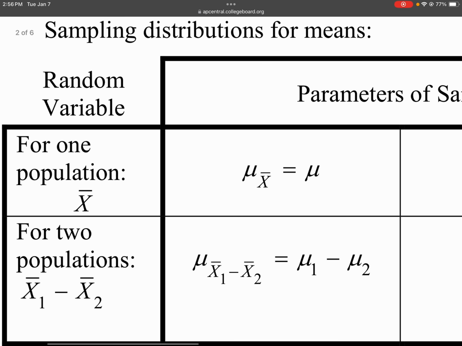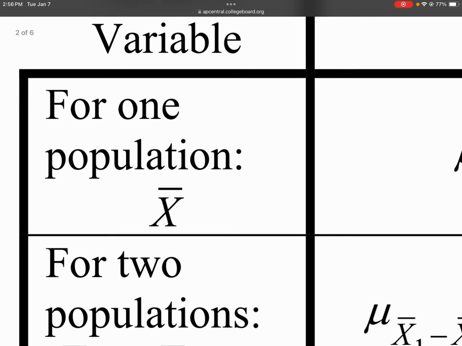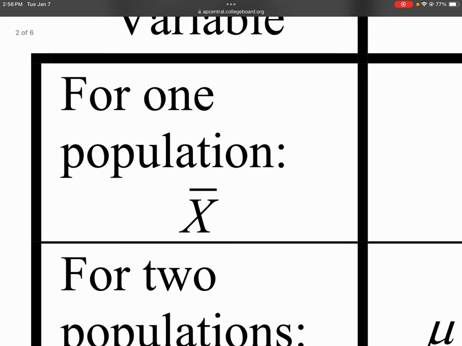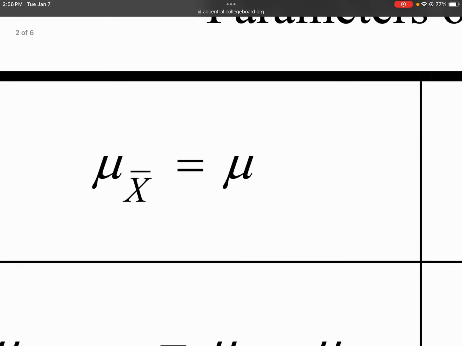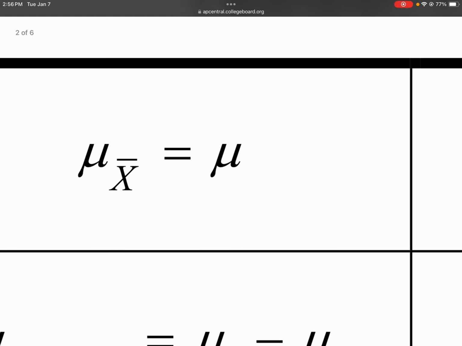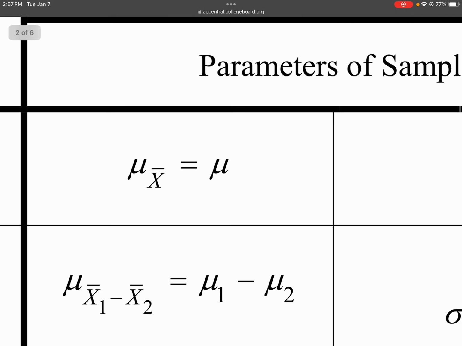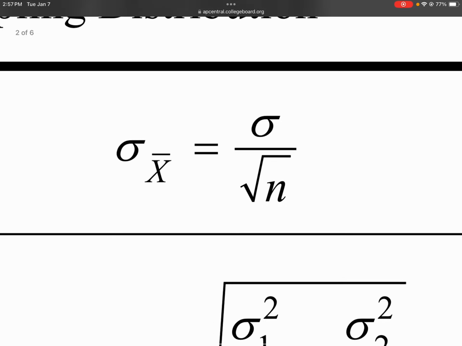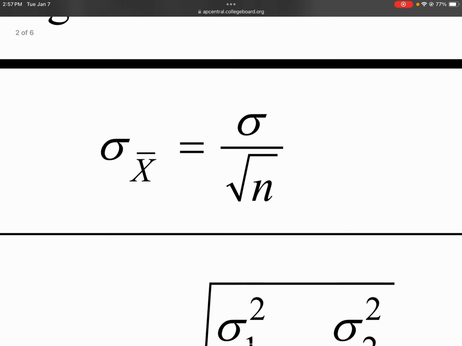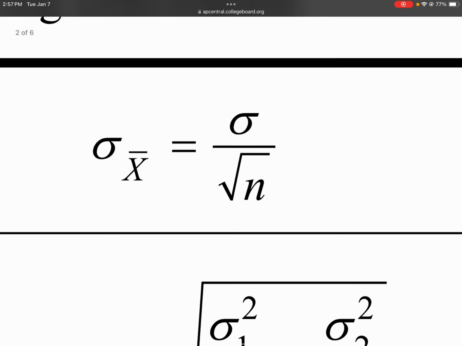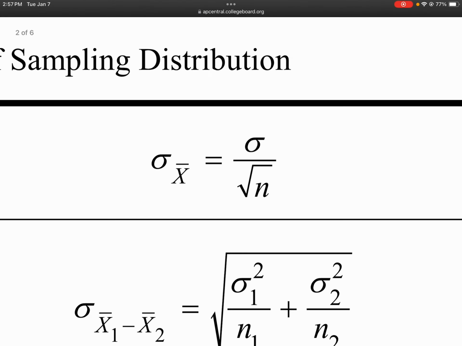We can calculate these values by referring to a couple formulas on our sheet here. So we're doing a question about the sample mean X bar. The center or mean of that sampling distribution is just equal to mu, the population mean. And its standard deviation is sigma over root n, the population SD divided by the square root of the sample size.